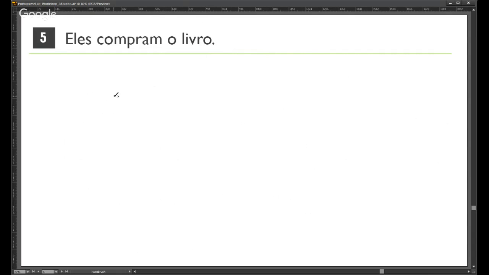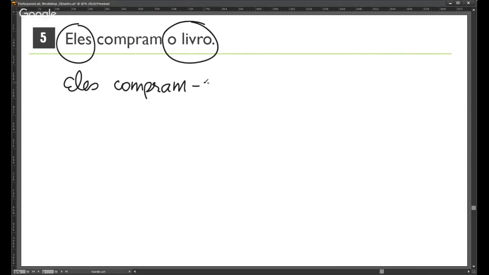Eles compram o livro. They buy the book. We already have a pronoun here, so we don't have to do anything to it. But again, here we have livro, o book. Eles compram-no. They buy it. And as you see, there's also a little bit of a transformation here. You add N in this case. And what is this case? It is when it ends with M.